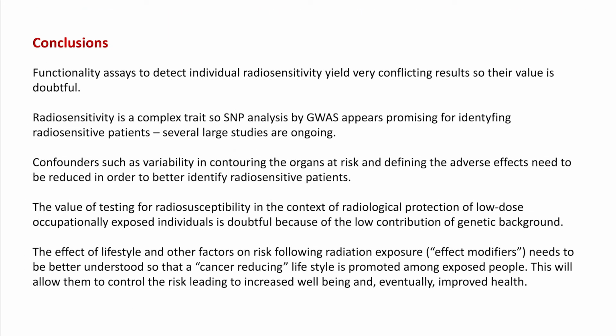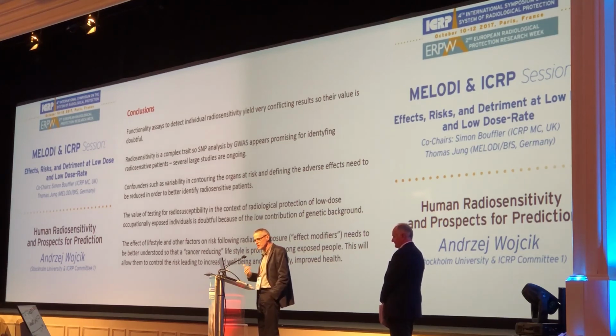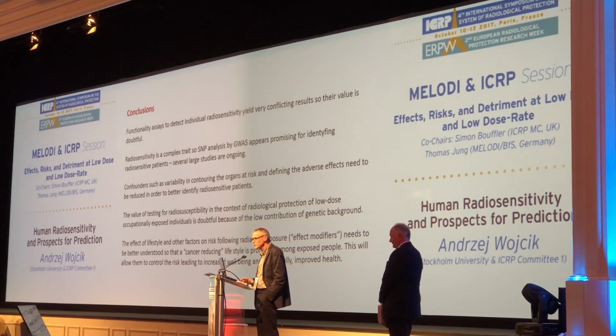So, the conclusions, I will make it. I have 30 more seconds. Functionality assays to detect individual radiosensitivity don't give good results. They got conflicting results, and their value is doubtful. Radiosensitivity is a complex trait, so SNP analysis by GWAS is very promising. We should wait for the outcome of these large studies that are ongoing. There are a number of confounders when looking at radiosensitivity, like variability in contouring, organ-centric risk, and defining adverse effects, and these need to be overcome.